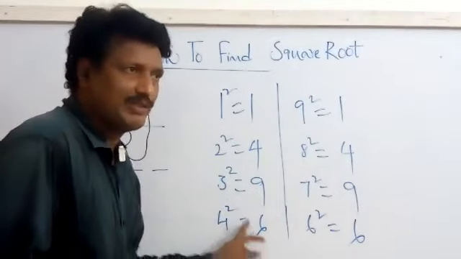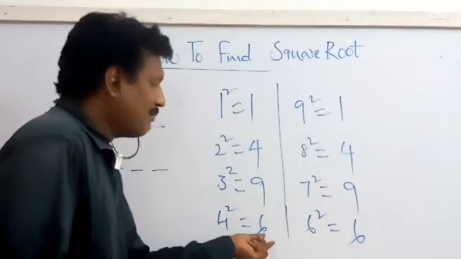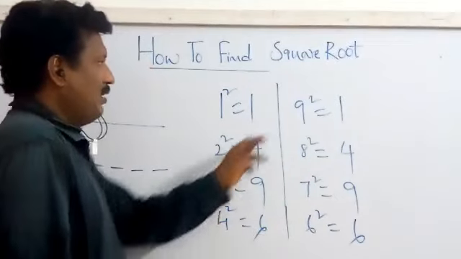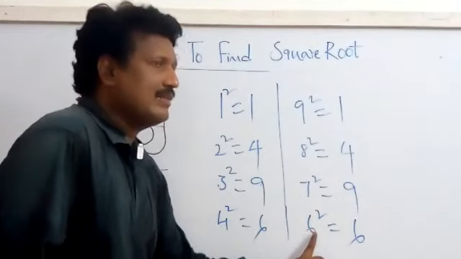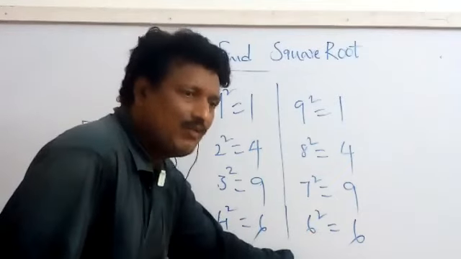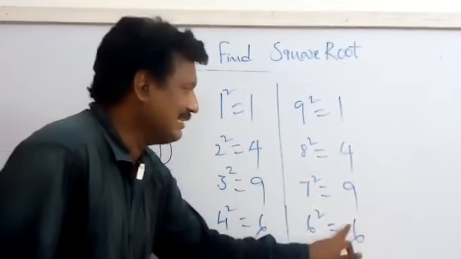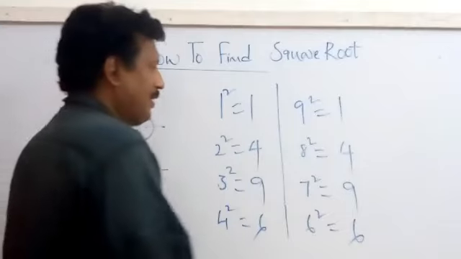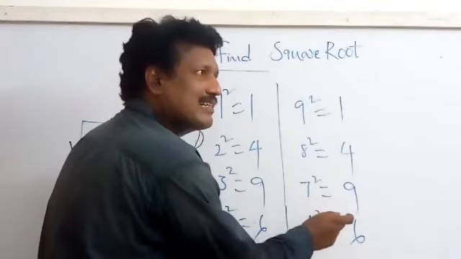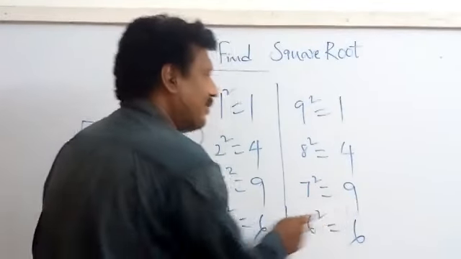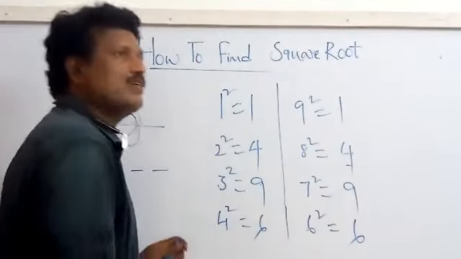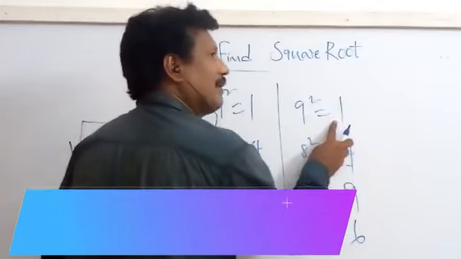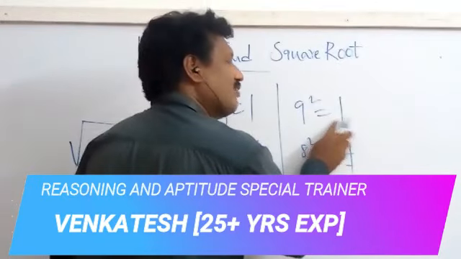But here in this passage we need the unit place only. That means 6 we need. Similarly, 6 square is 36, but we have to consider only the unit place, which is 6, not 36. 7 square is 49, that means we need the last digit, which is 9. 8 square is 64, that means the unit place value is 4. 9 square is 81, but we have to consider the unit place, which is 1.